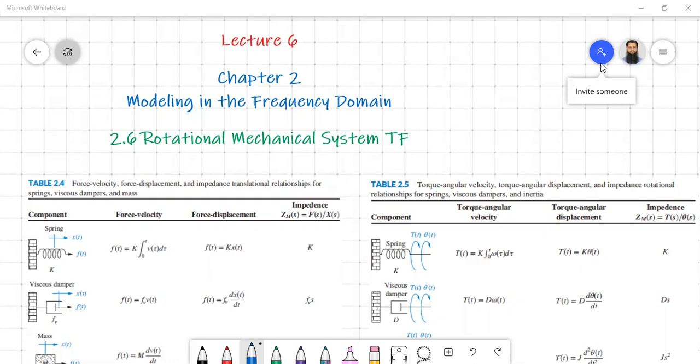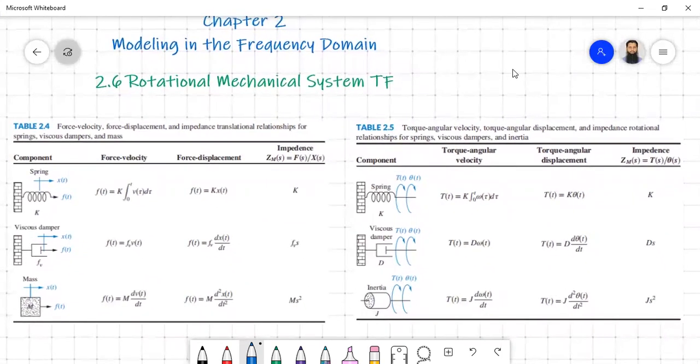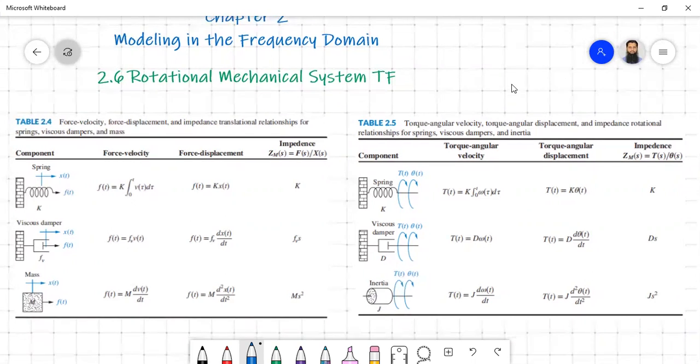And they are actually identical, as you can see in figure 2.4 for the translational mechanical system and figure 2.5 for the rotational mechanical system. The spring is on both sides, and you have a damper on both sides as well. The only thing that changes is that mass has been replaced by inertia, force has been replaced by torque, and linear displacement is replaced by angular displacement. So these are the changes that we have.